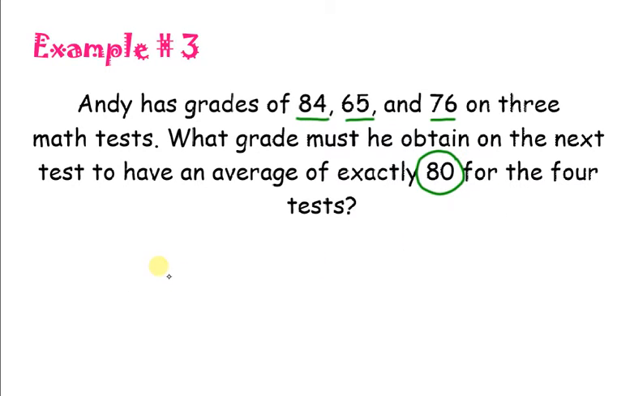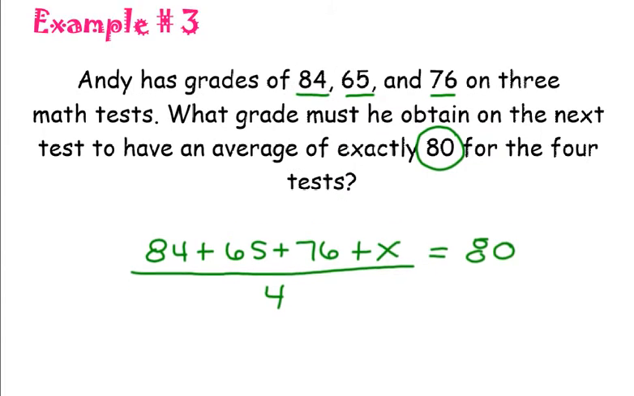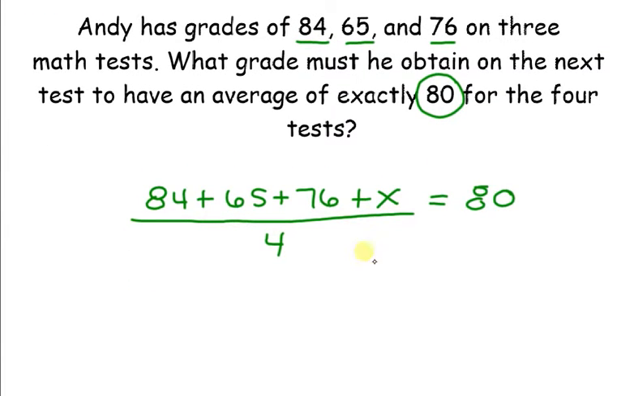So I'm going to set up my equation. 84 plus 65 plus 76, and the last thing you always do is plus x. All of that divided by 1, 2, 3, 4 needs to give you an average of 80. So let's go ahead and take a look.